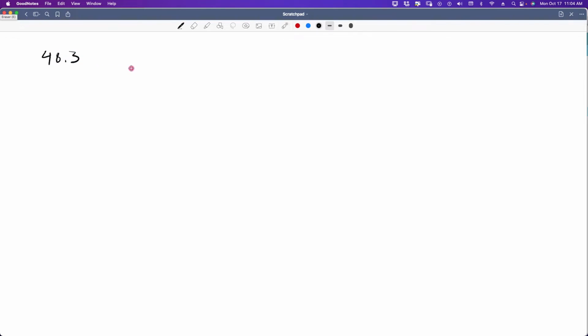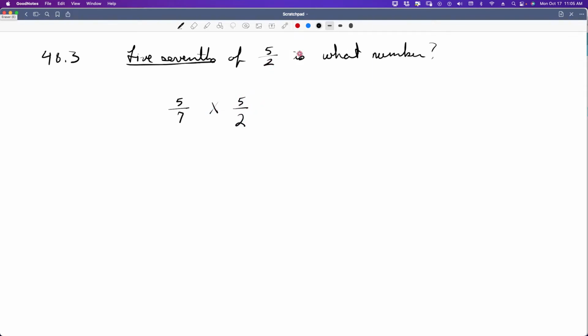All right, 40. So we have something very similar. This one says 5/7 of 5 over 2 is what number? So let's look at our parts. 5/7, that's a fraction. That's 5 over 7. Of means multiplication. And then we have a fraction here. Is, and what number? That's n. We don't know what the number is, right? So all we have to do is multiply.